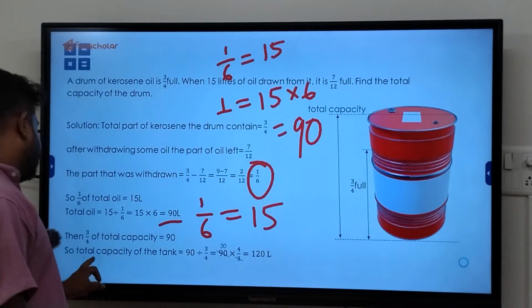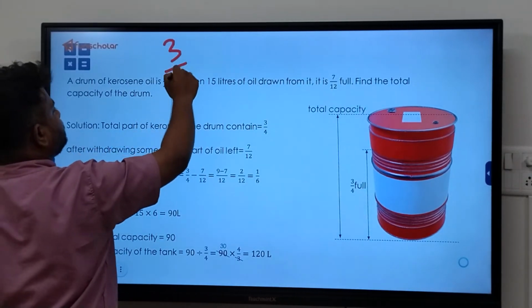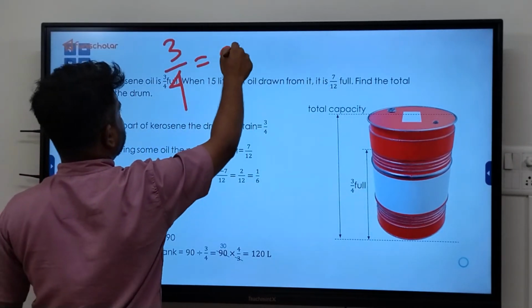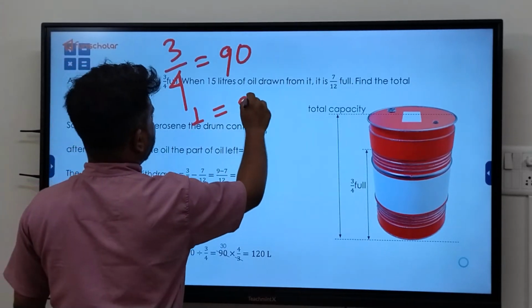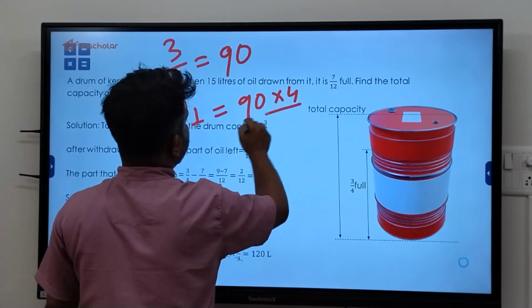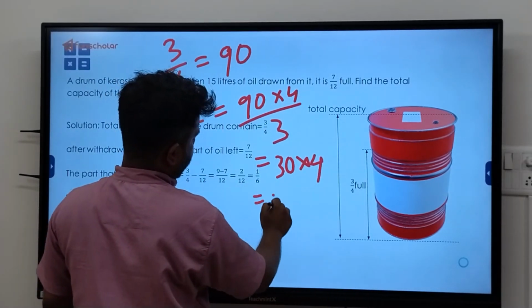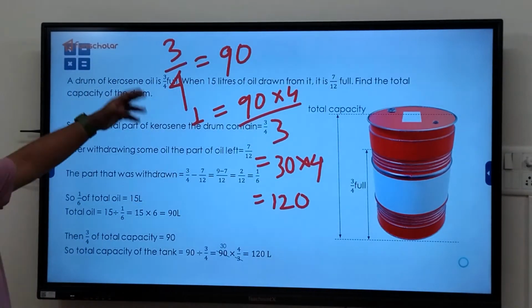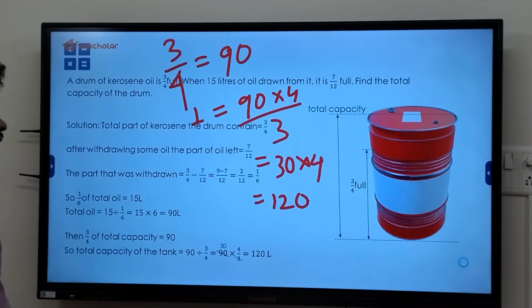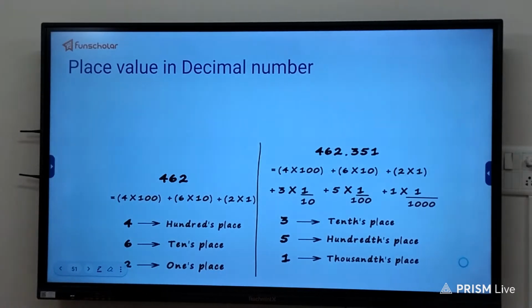And if 3 by 4th is 90 liters, then 1 will be 90 into 4 by 3. This will be the answer. The total will be 120 liters. Okay, got it?